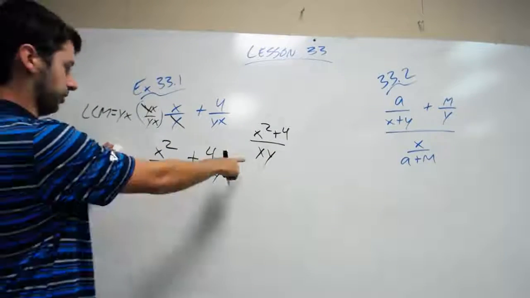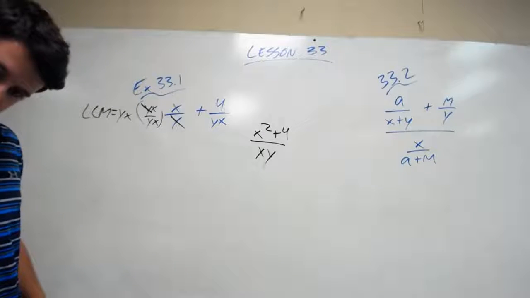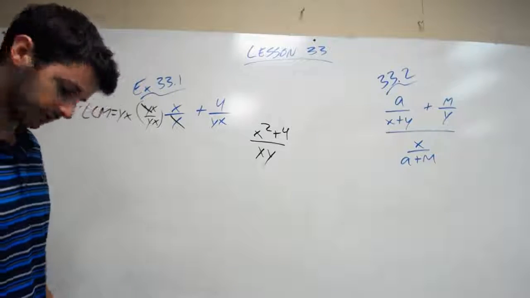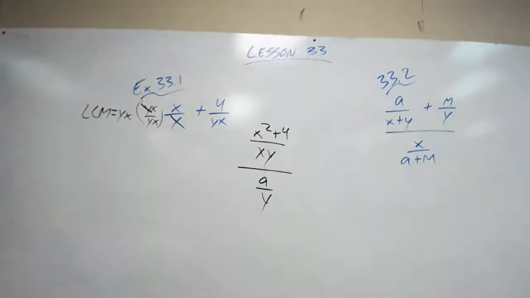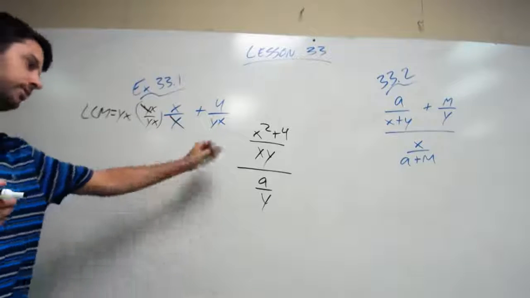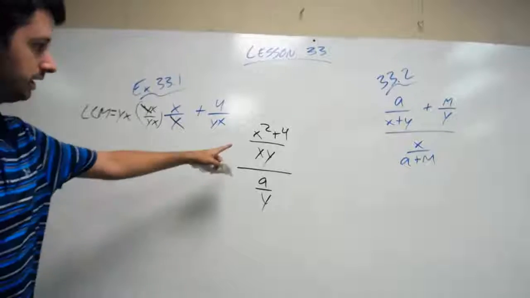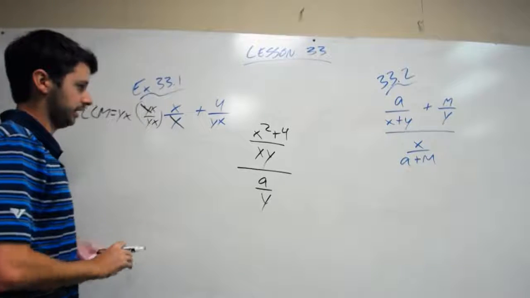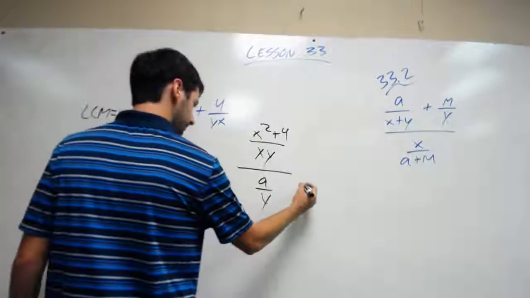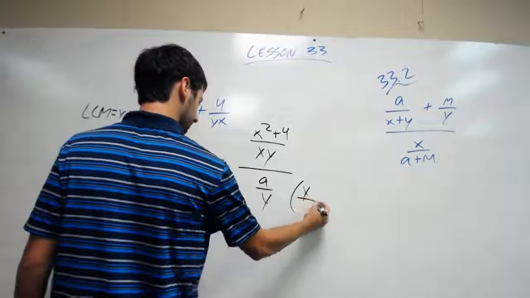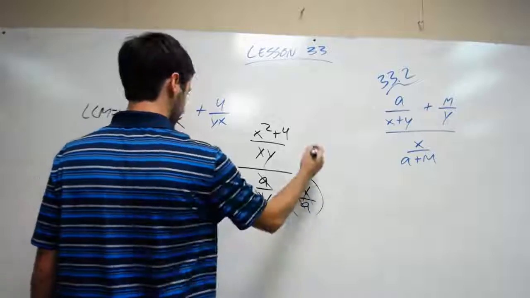So now we're at this point. Now I'm going to add back in the original a over y that we had in the denominator of the other fraction. So now that we're here, we have one expression. Now we're going to combine them. So multiply by the reciprocal, y over a. If we do it to the bottom, we've got to do it to the top.